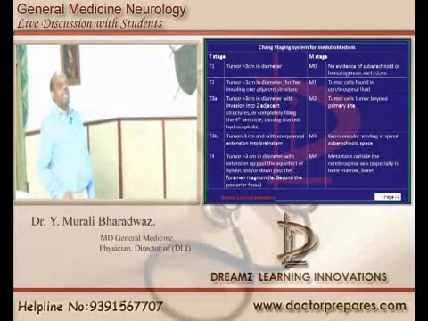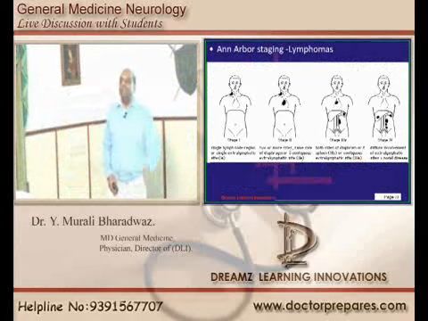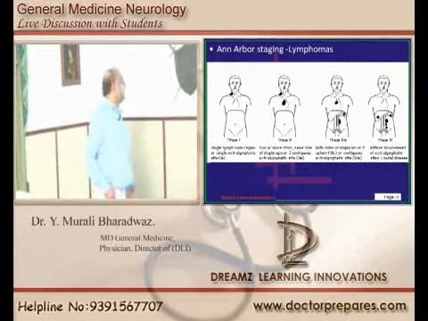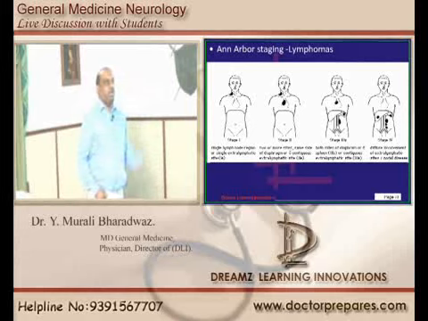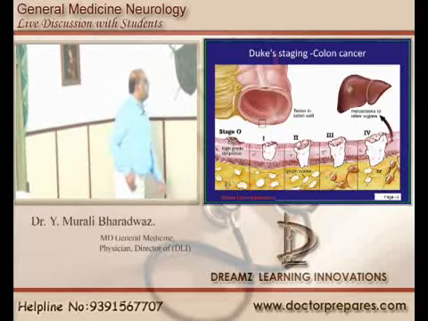Then Ann Arbor system. I'll just quickly take you through a round of oncology staging. Lymphomas. Above or below the diaphragm. Both sides of the body or only one side of the body. So that's how you divide lymphomas. Then where do you use Duke staging?